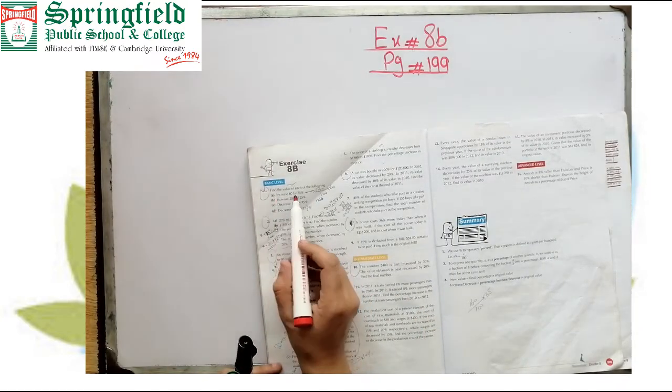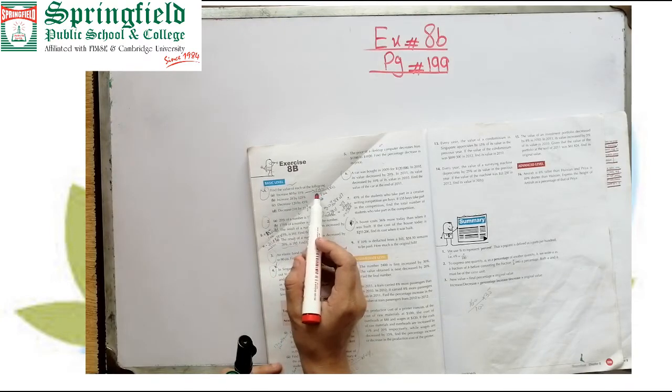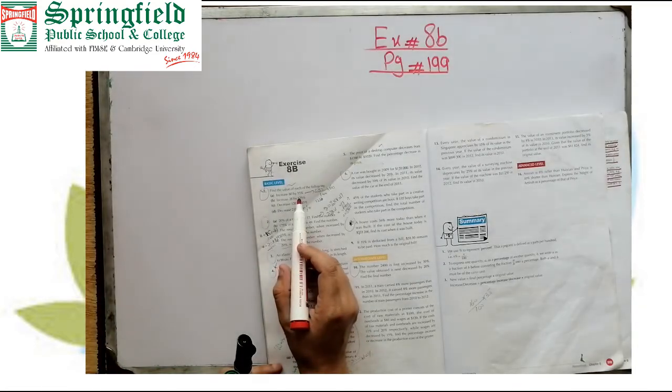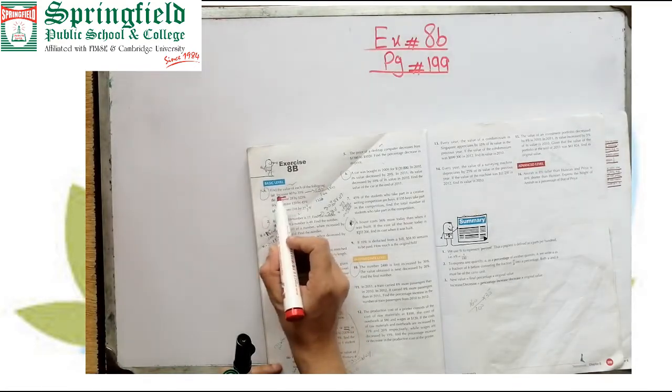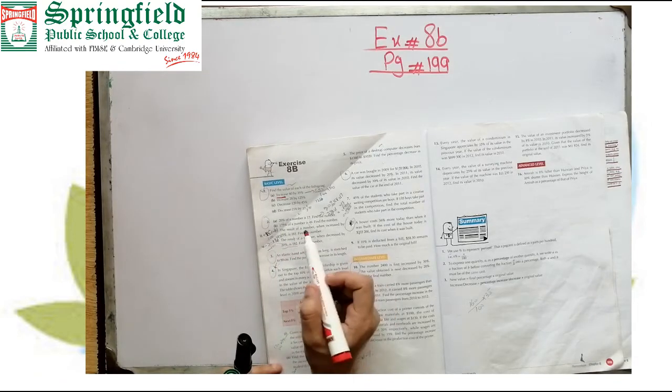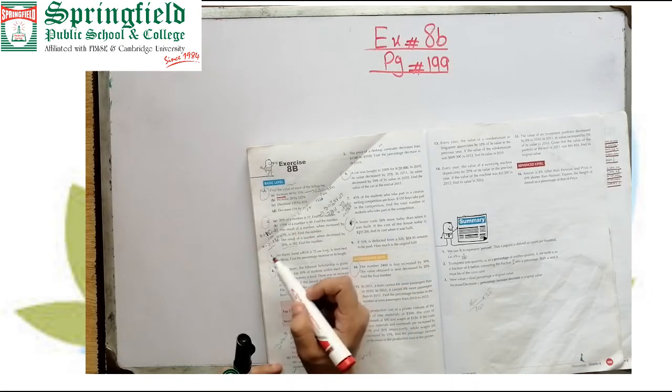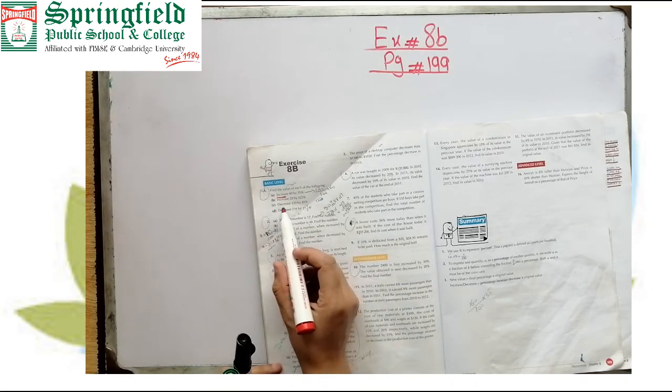Question number 1 is find the value of each of the following. The first part, increase 60 by 35%. 60 is the number and they are saying increase by 35%. The word increase is used. And as I told you in the previous assignment, when the word increase is used, we will add to 100. And when the word decrease is used, we will subtract from the 100.